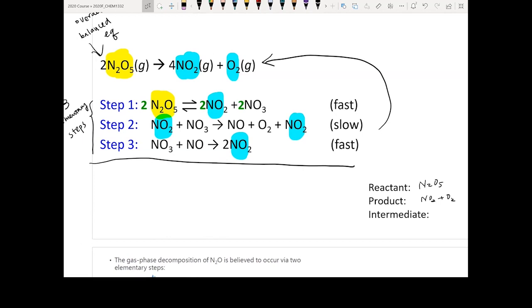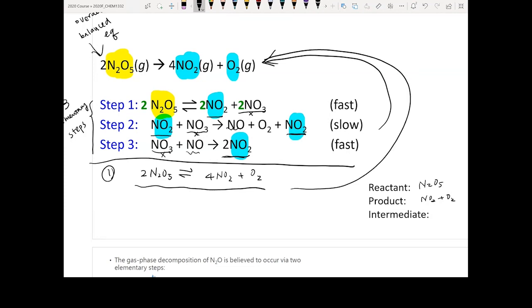When you add these steps 1, 2, 3 together, you need to go back to the original equation. So here you can see there are 2 NO3 and then there's 2 NO3. So this is going to cancel out when you add up. And then NO is going to cancel out when you add it up. When you add it up, you can see there are 2, 3, 4, 5 on the right hand side, and on the left hand side there's 1, right? When you add them all up, on the left hand side you have 2 N2O5. On the right hand side you have 4 NO2 and O2 plus O2. So the first step you do, make sure when you add it up, this goes back to the original equation.